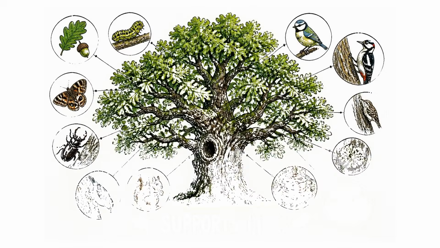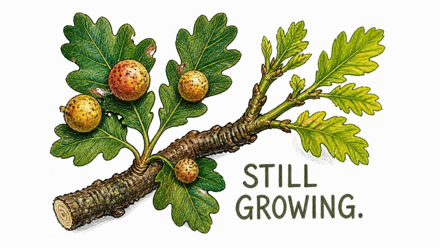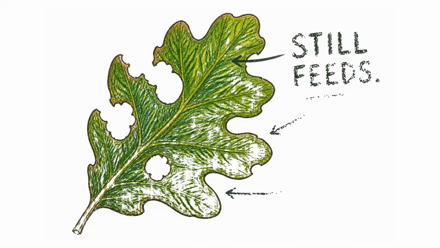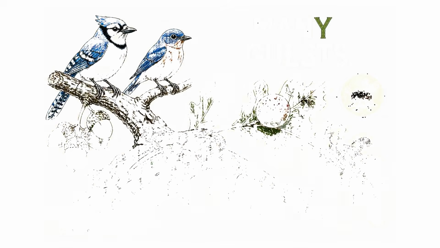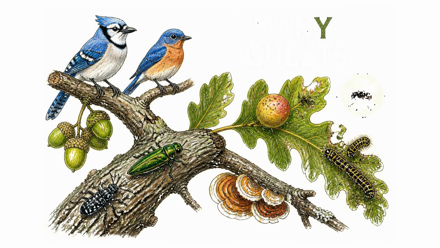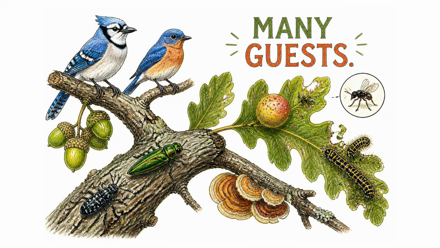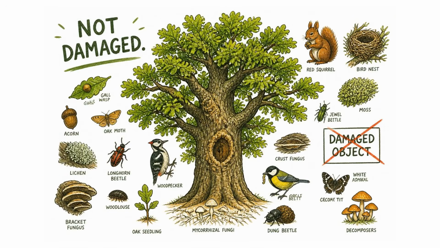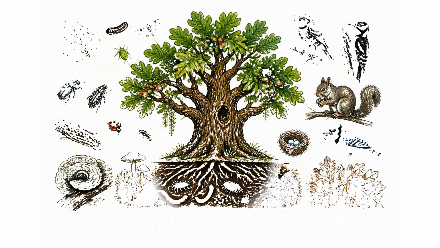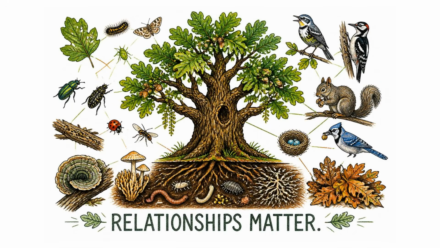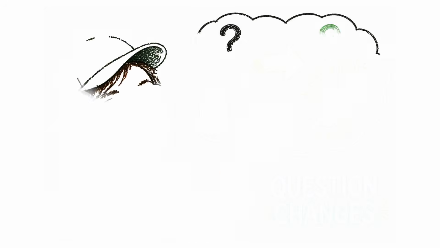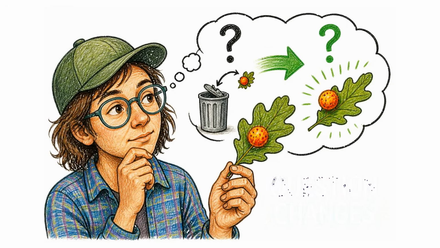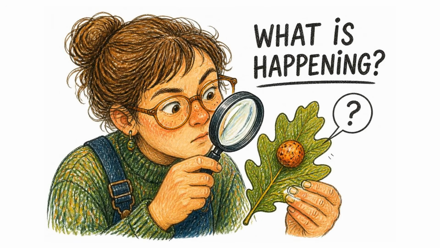The oak does not stand apart from those lives. It supports them. A healthy oak can carry galls and still keep growing. It can lose some leaf tissue and still feed itself. It can host gall wasps, caterpillars, beetles, fungi, birds, and countless other organisms without being reduced to a damaged object. Its value is not in looking untouched. Its value is in the number of relationships it makes possible. So the question changes. Instead of asking, "How do I get rid of this?" it may be better to ask, "What is happening here?"